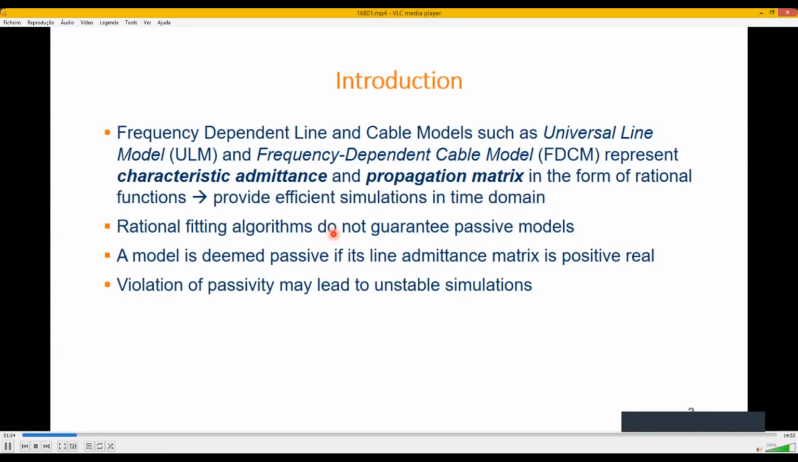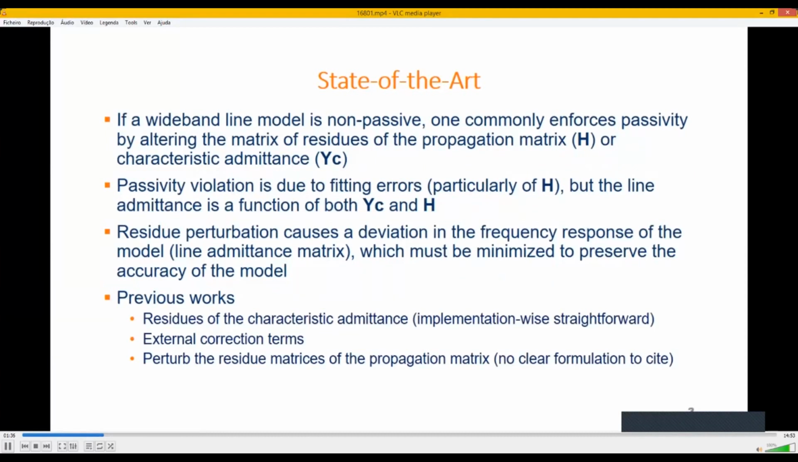A model is deemed passive if its line admittance matrix equivalent is positive real. The line admittance matrix equivalent means the admittance matrix that we obtain using the fitted characteristic admittance and propagation function. Violation of passivity may lead to unstable simulations in time domain. These manifest in the form of numerical explosions. So what happens if a wideband line model is not passive?